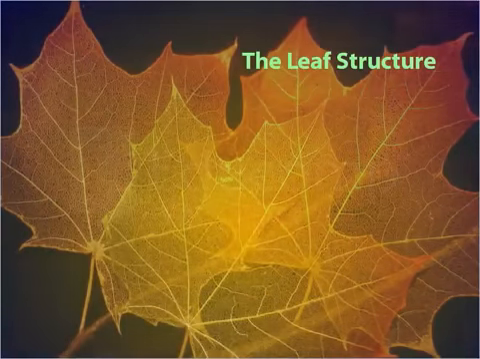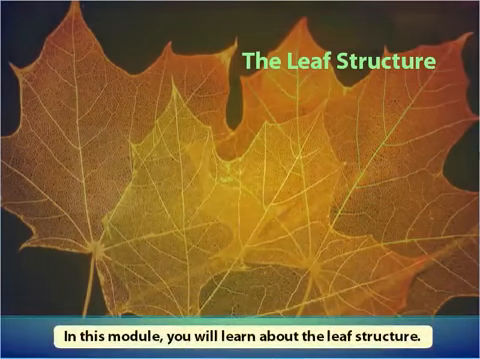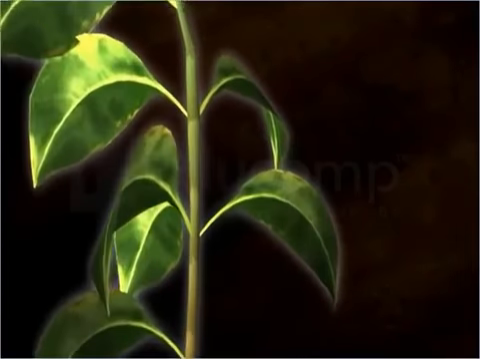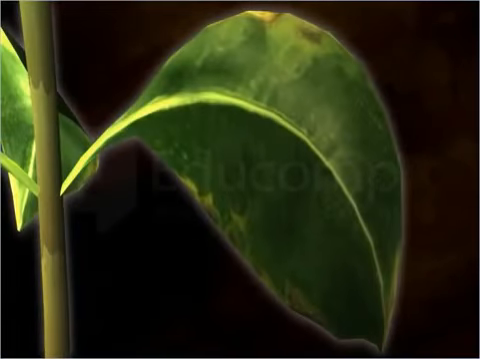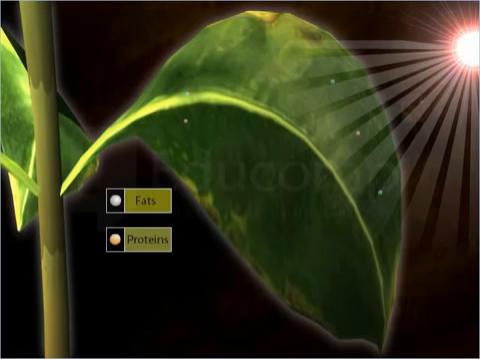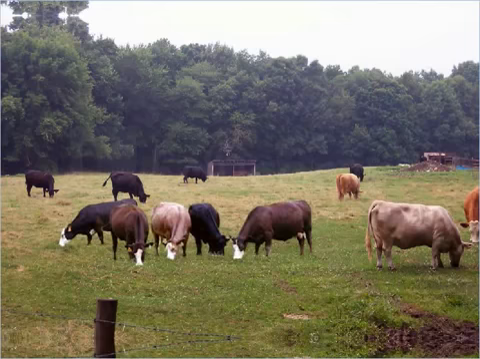Leaf structure. In this module, you will learn about the leaf structure. The leaf is sometimes referred to as one of the principal factories of the world because it is the organ in which photosynthesis occurs. It is also the organ where other food substances such as fats and proteins are formed.